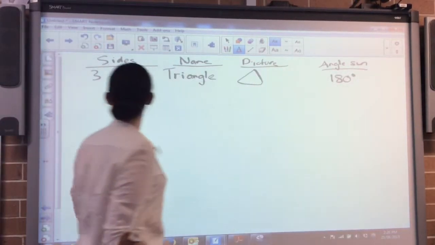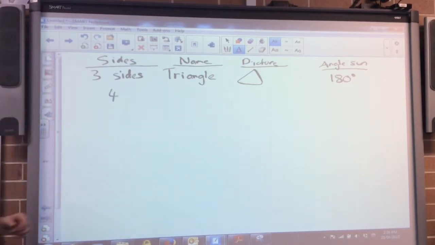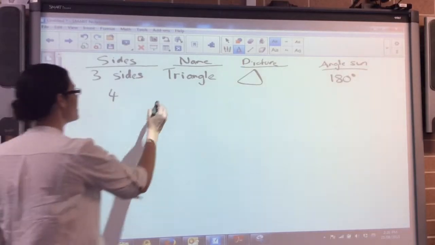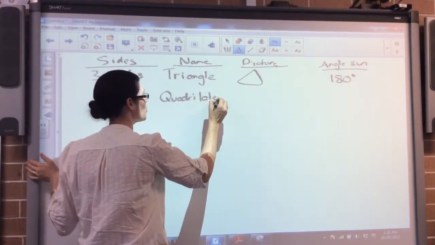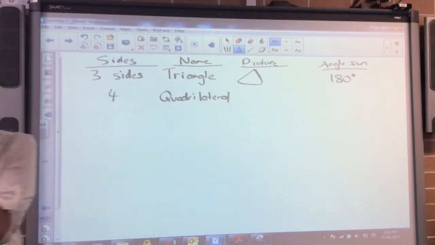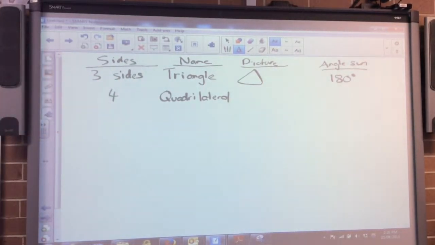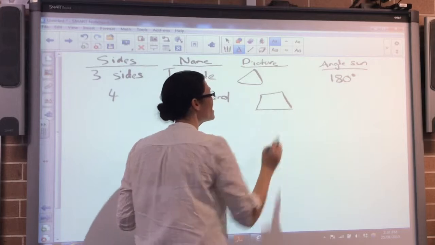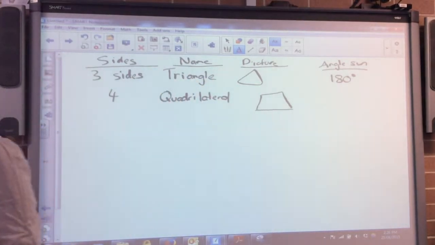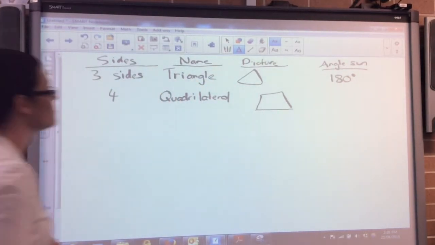180. Okay, so now we're going to go to 4 sides. What's a 4-sided shape called? Square is an example. What's all 4-sided shapes called? Quadrilateral. Well done. Excellent. All 4-sided shapes, whether they be squares, rectangles, rhombuses, trapeziums, are all called quadrilaterals. They all have 4 sides. And what do they add up to? 360.